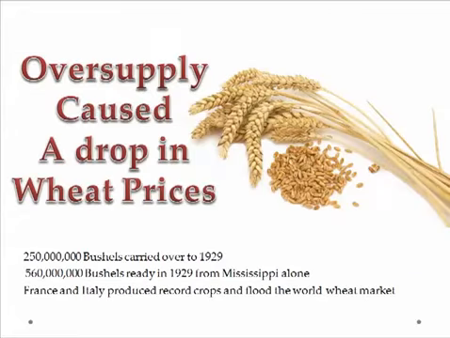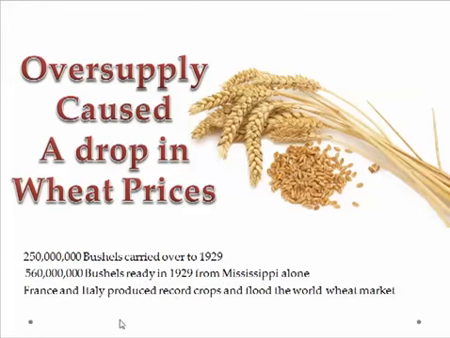And sometimes overproduction, that's one of the things we need to talk about. In 1929, there was an oversupply that was going to cause a drop in wheat prices. And a drop in wheat prices at this time also caused a price drop in other areas, other stocks, because it sends a shockwave through the stock market. But anyway, in 1929, there were 250 million bushels of wheat carried over into 1929 that were not used as a surplus. And then 560 million bushels were ready in the state of Mississippi alone. So there was really a surplus.